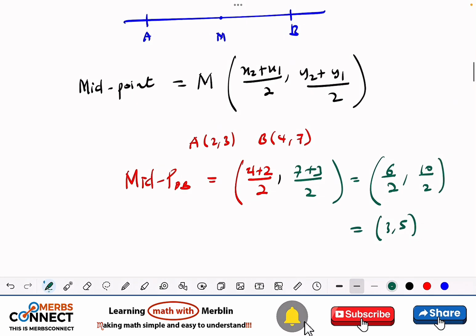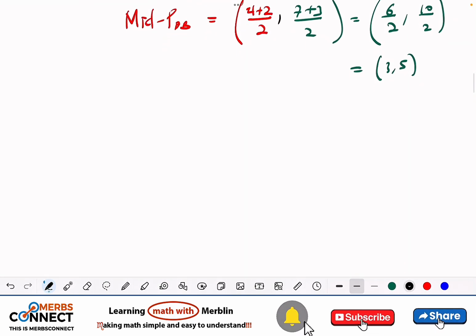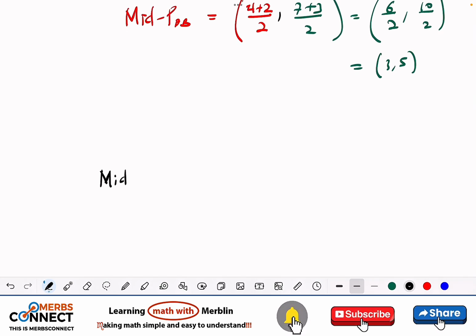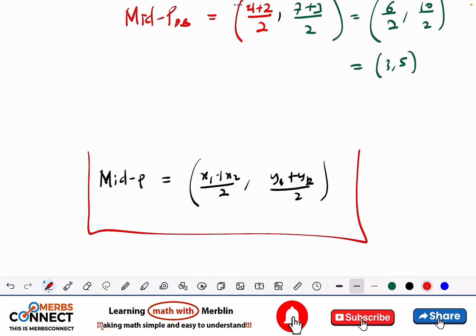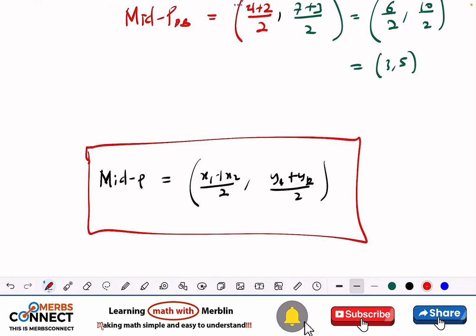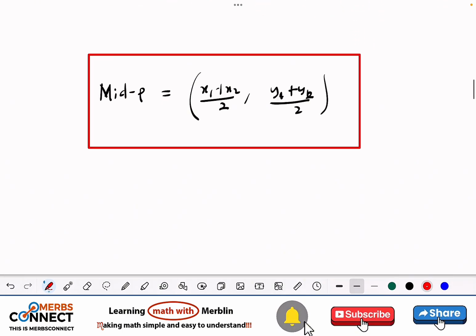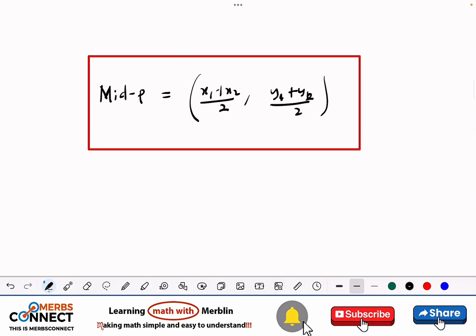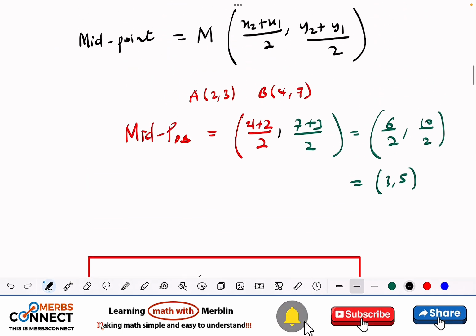And now we know that the midpoint is equal to x1 plus x2 divided by 2, y2 plus y1 divided by 2. Any of them works. So this is the formula for finding the midpoint of two points. This is what you are going to get. Very simple. So have them in mind.